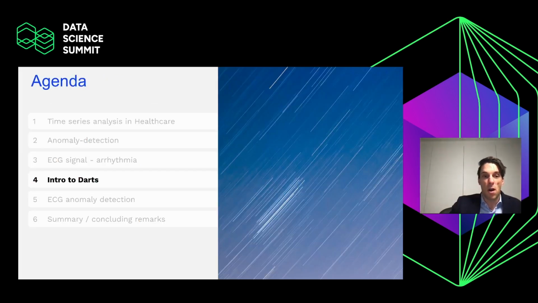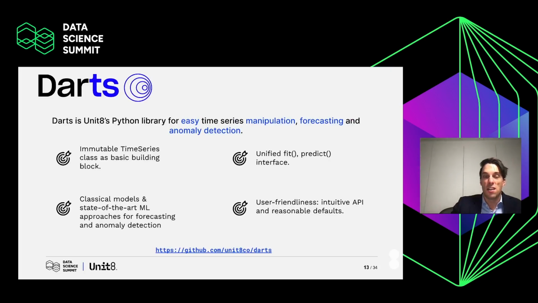But before that, let's talk about the tool we're going to use for it. DARTS is an open source Python library designed for time series manipulation, forecasting and anomaly detection. Its core component is a time series class, which is immutable and is the basic unit we use to manipulate time series. It supports the scikit-learn specific fit predict interface. It has an abundant number of classical and state-of-the-art machine learning models used for forecasting, and it has a very simple, user-friendly, intuitive API, so onboarding and starting with the tool is very simple.